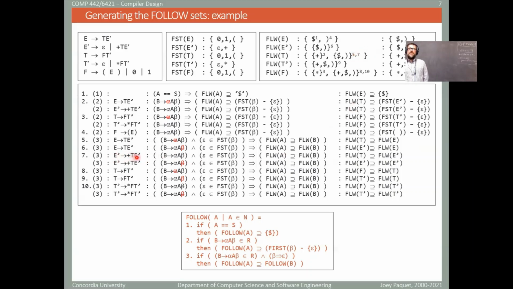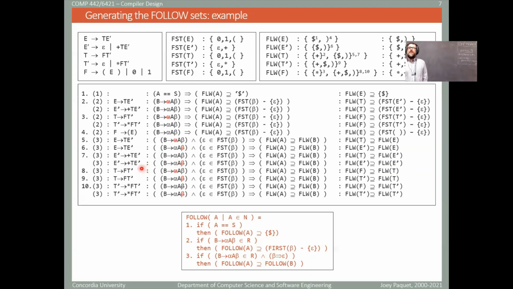Here is an interesting one. So here I can find this pattern by having alpha is plus, A is T, beta is E prime, and B is E prime. So what I found here is that follow of E prime includes follow of E prime. Of course, this is not very interesting, but still, that's what this rule tells me. So if you finished parsing an E prime, then what can follow is anything that can follow an E prime, of course.